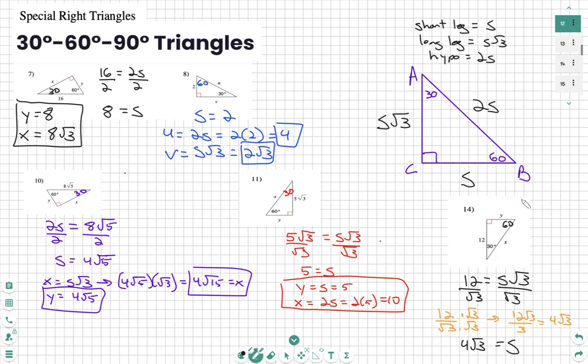Okay, cool. Well, S is equal to across the 30, or the short leg, which is Y. So Y is 4 root 3. And X is the hypotenuse, or just 2 times S. So 2 times 4 root 3 is 8 root 3. Done. Nice and easy. So that is how you solve triangles that are in the form 30, 60, 90.